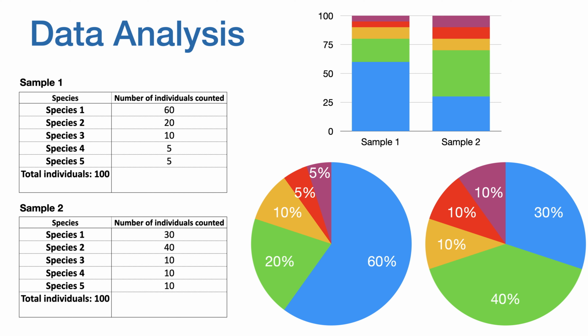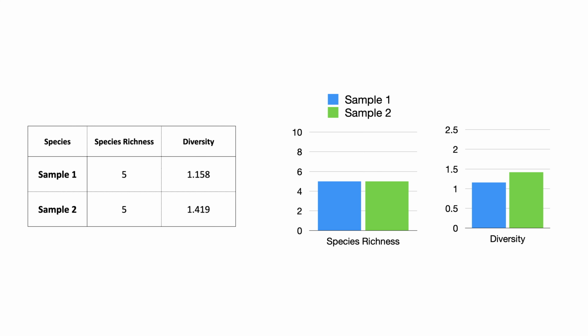Next we want to see some measure of species richness. In this case, it is 5 for both, and diversity, which is the calculations that we did. Best way to show this would be in the form of bar graphs. And so this is showing richness in both of these samples, as well as the diversity that we calculated using that equation. Hopefully that helped.